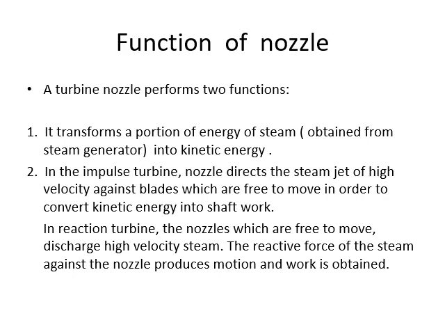In the impulse turbine, the nozzle directs the steam jet of high velocity against blades which are free to move in order to convert kinetic energy into shaft work. Whereas in the reaction turbine, the nozzles are free to move and discharge high velocity steam. The reactive force of the steam against the nozzle produces motion and work is obtained.